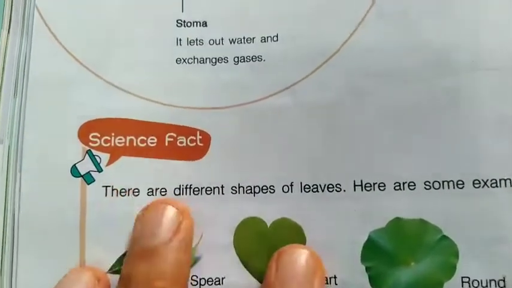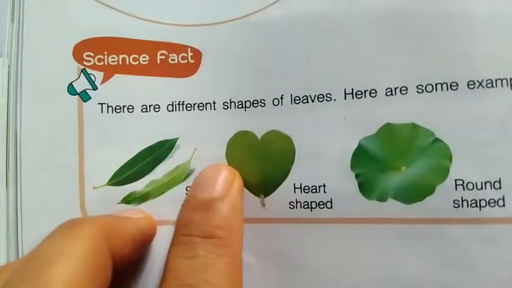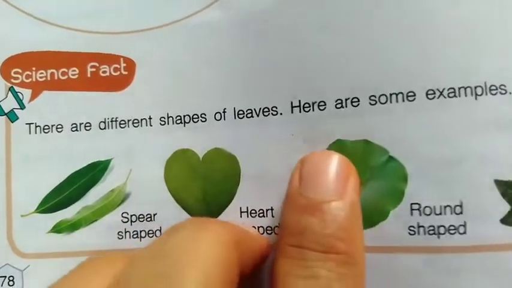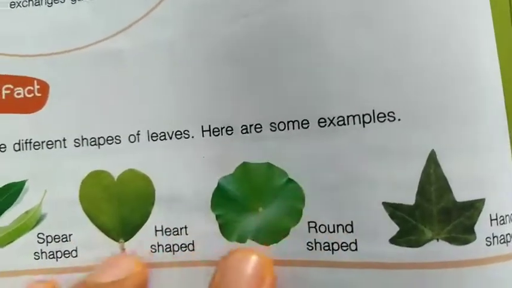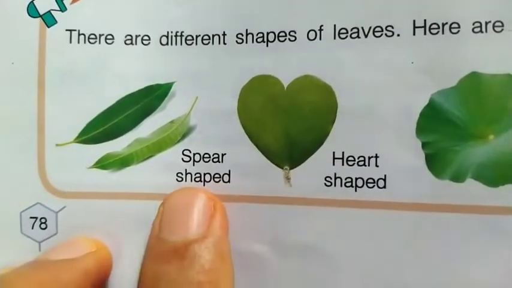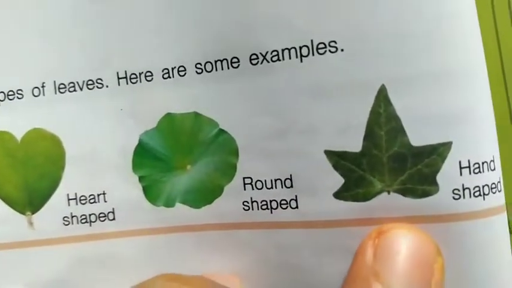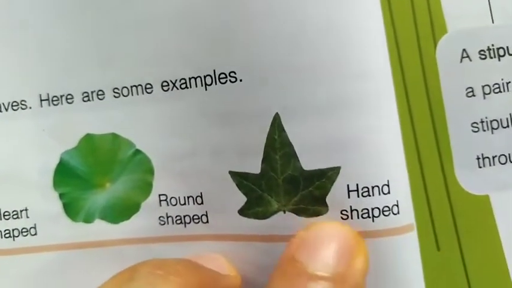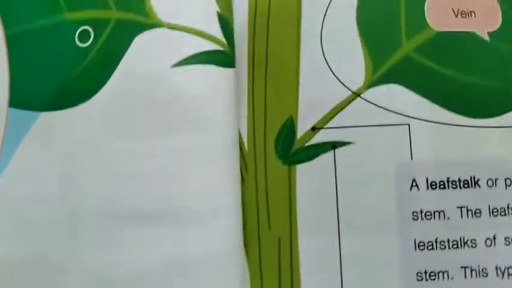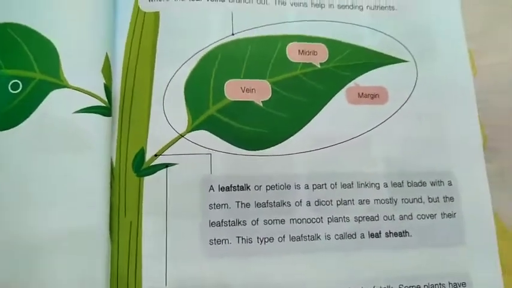Now, first, here, let's learn something. Science fact. The different shapes of leaves. There are some examples here. We have spear shaped, we have heart shape, we have round shape, and we have this hand shape or like star shape.